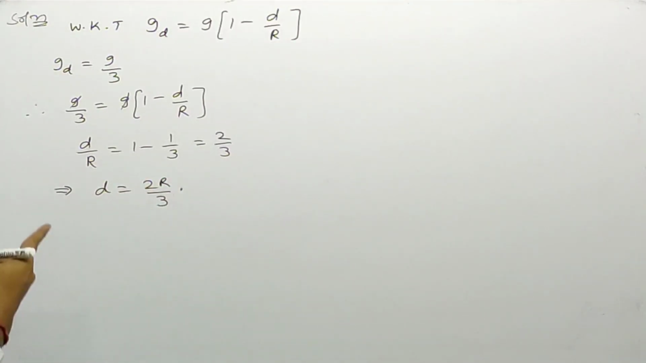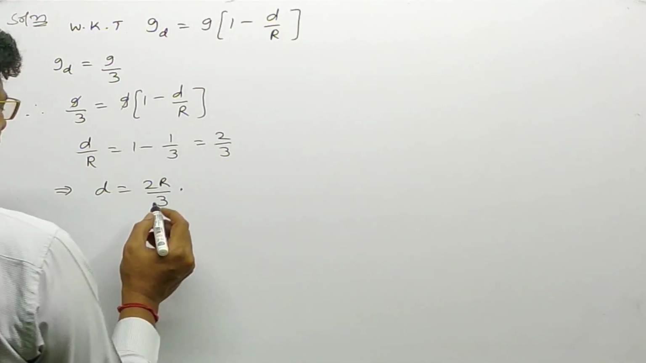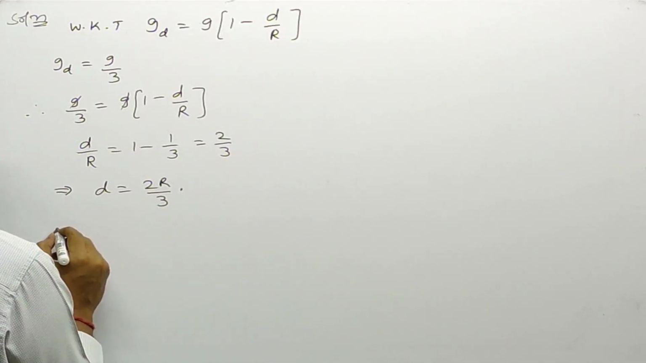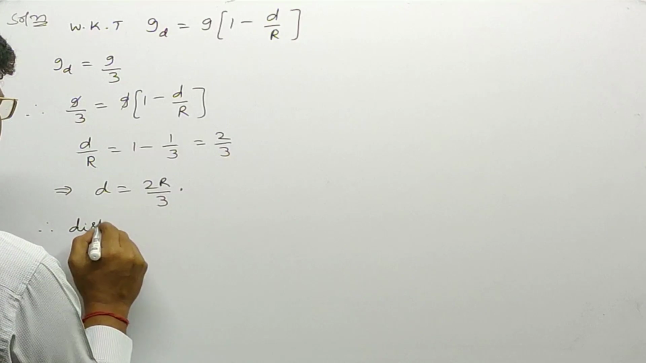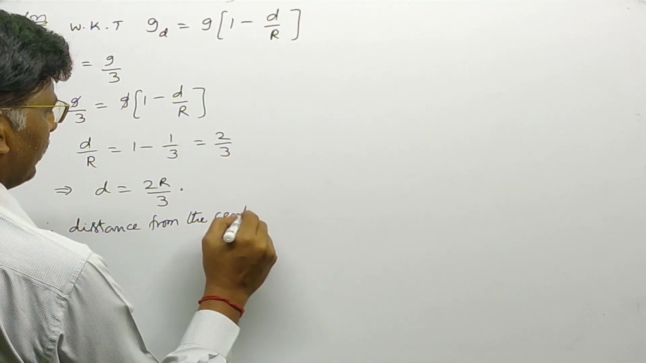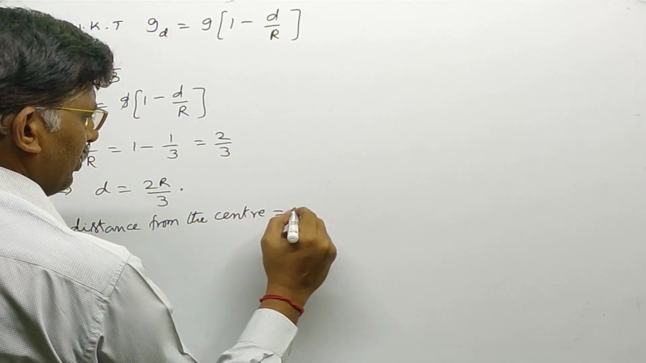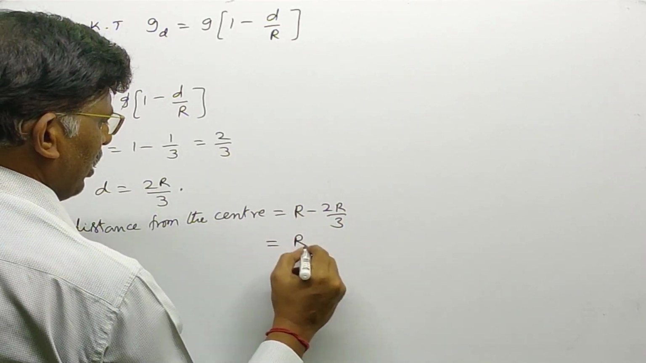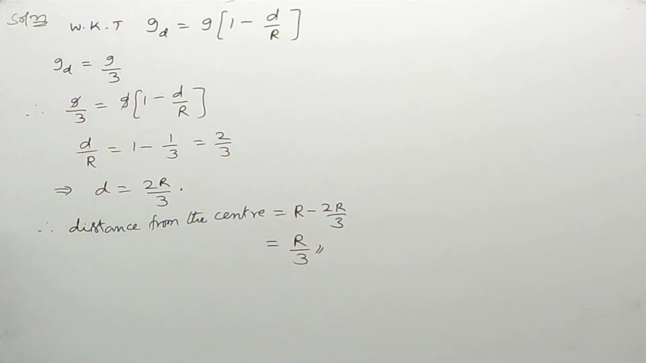d is the depth from the surface, but here we need the distance from the center. Therefore, distance from the center is equal to R minus 2R by 3. So our answer is R by 3. So at a distance R by 3 from the center of earth, acceleration due to gravity becomes g by 3.